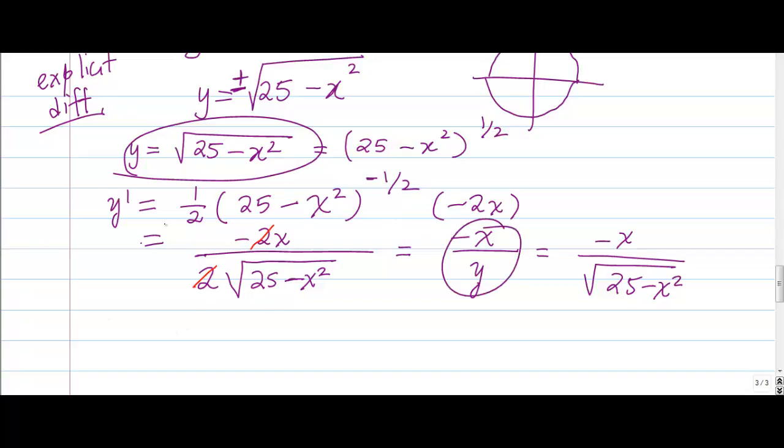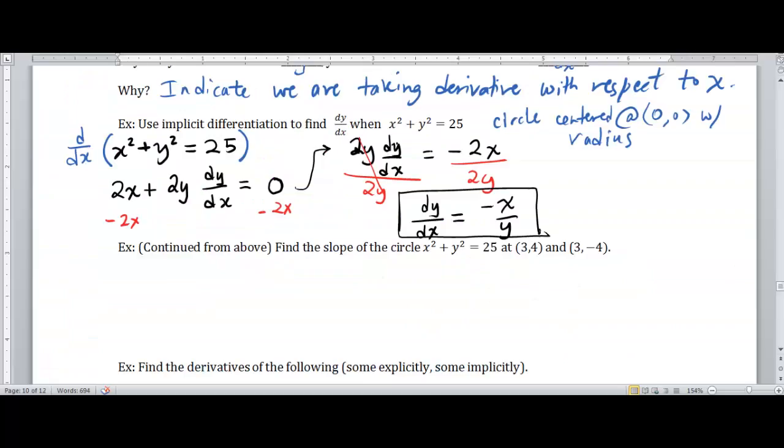So when you do implicit differentiation, it's a lot faster, it's simpler. We can deal with complicated functions a lot better. Notice here that what we're trying to do is find dy over dx. So that's what we did. That's what we solved for, dy dx. Okay. This is again the slope of the tangent line. Okay. And it says find the slope of the circle at 3, 4 and at 3, negative 4.